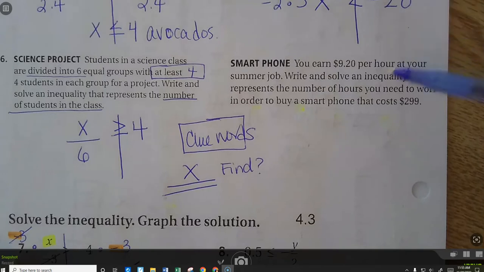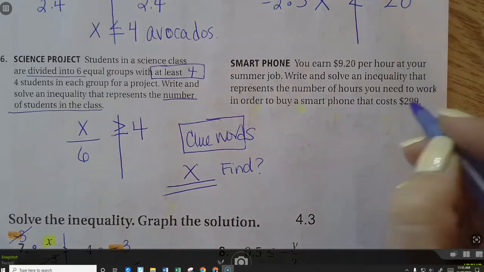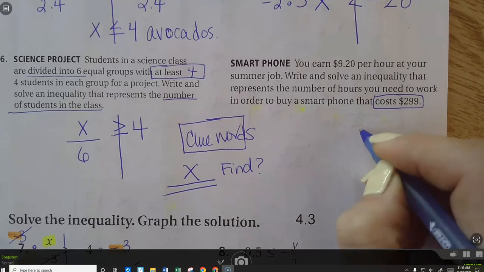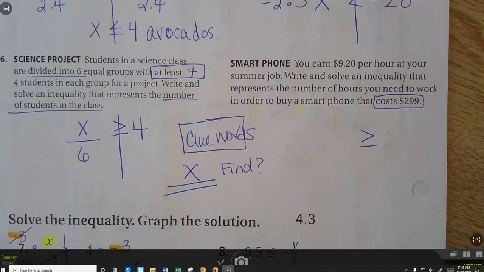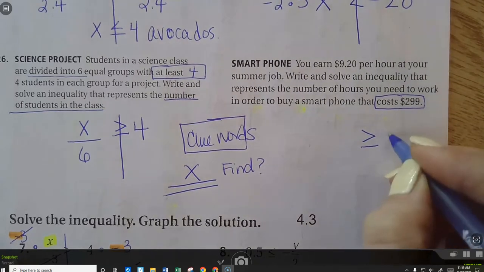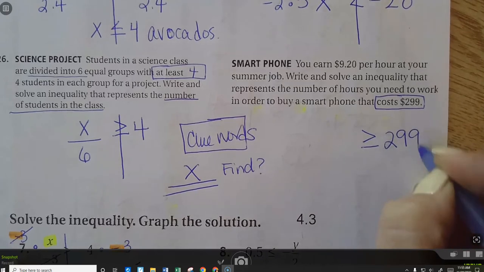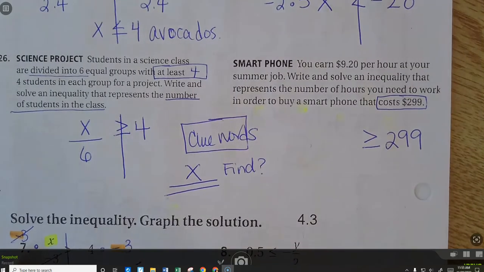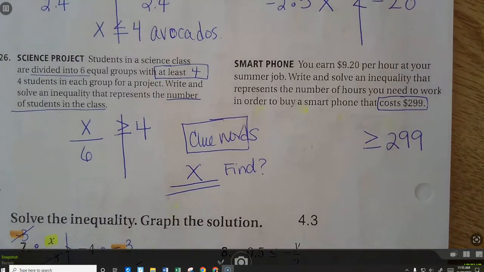Well, I don't see anything from my flashcards that are jumping out at me, but again, I know how money works. If I want to buy something that costs $299, I have to have at least that much money, right? That much money or more. I cannot buy something if I don't have that much money. So if it costs $299, I've got greater than or equal to $299.